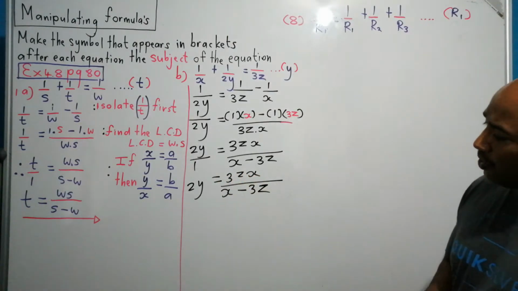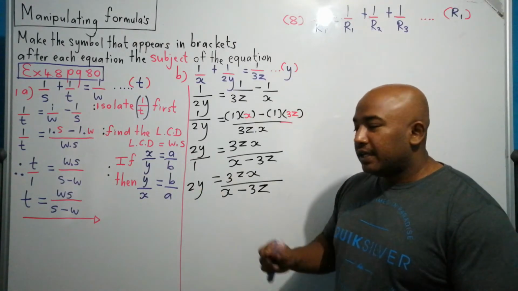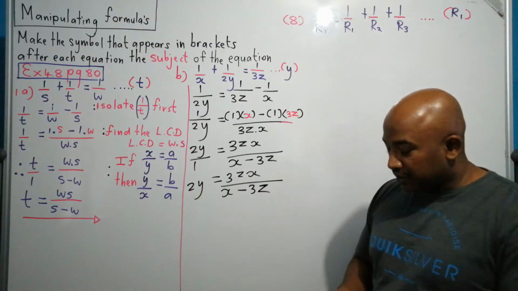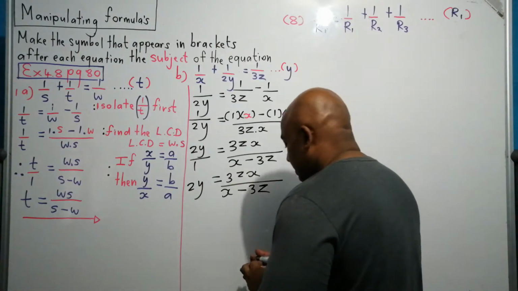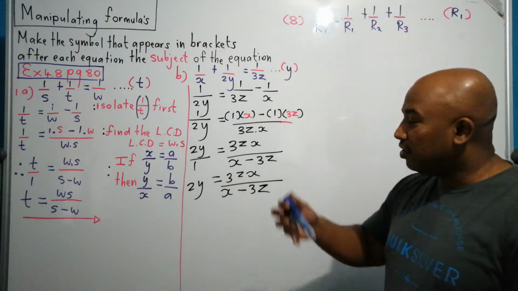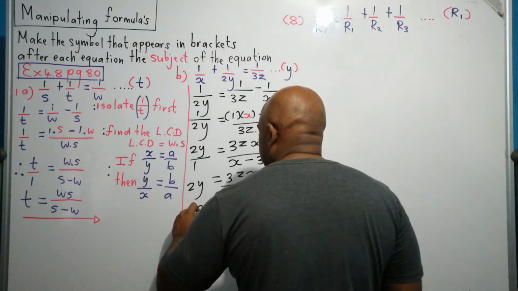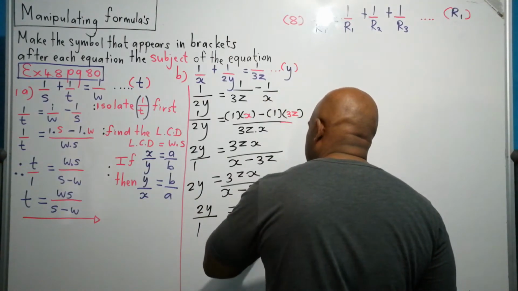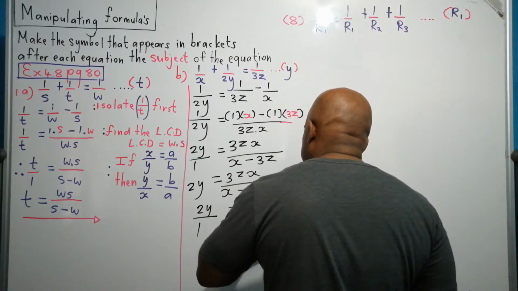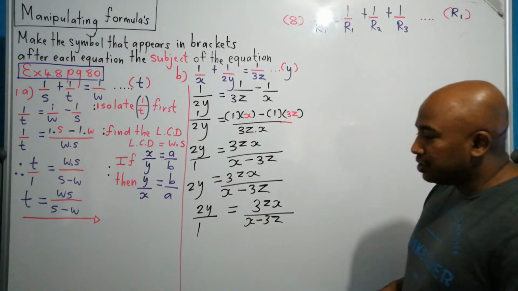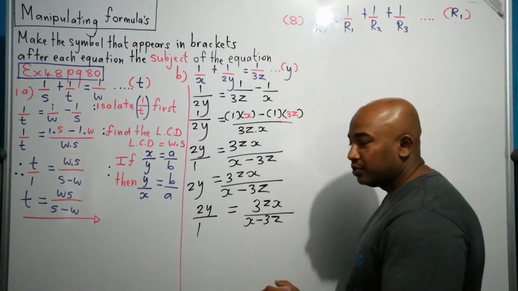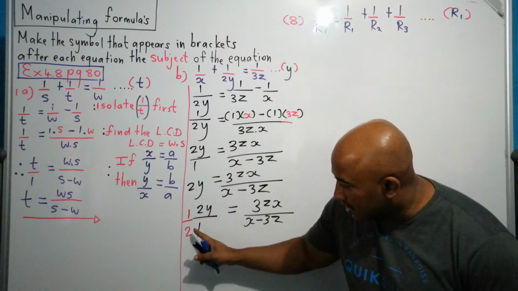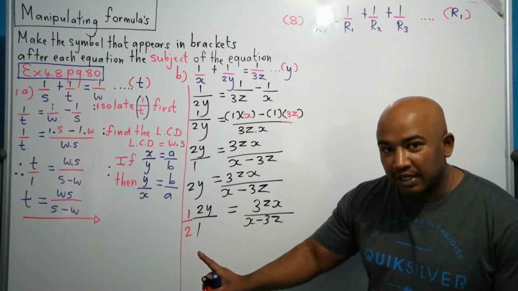Now all we have to do is get rid of the 2 because I need to make y the subject of the formula. I have 2y, so all I will do is multiply by 1 over 2 on both sides. So let me just write that down. I got 2y there, I got my 3zx all over x minus 3z. I do not want the 2 there, so in order to cancel 2, I multiply by 1 over 2. So now 2 and 2 cancel, and I end up with just y on the left hand side.